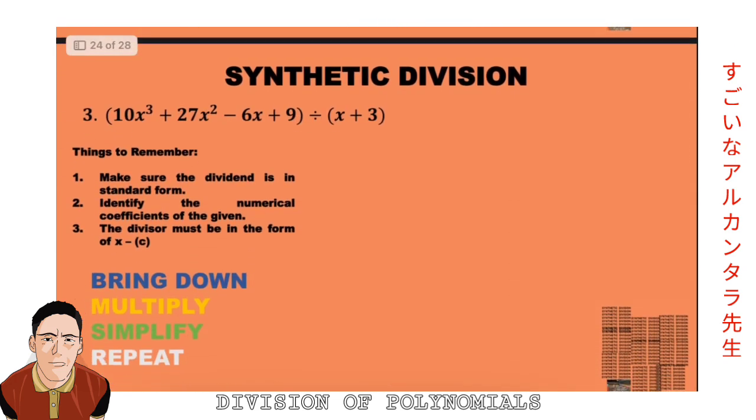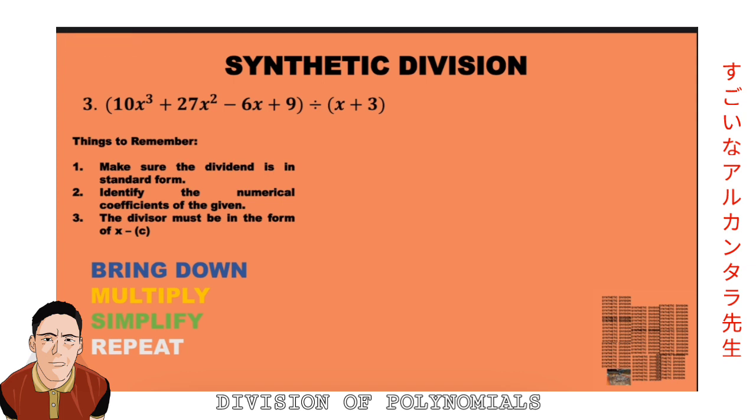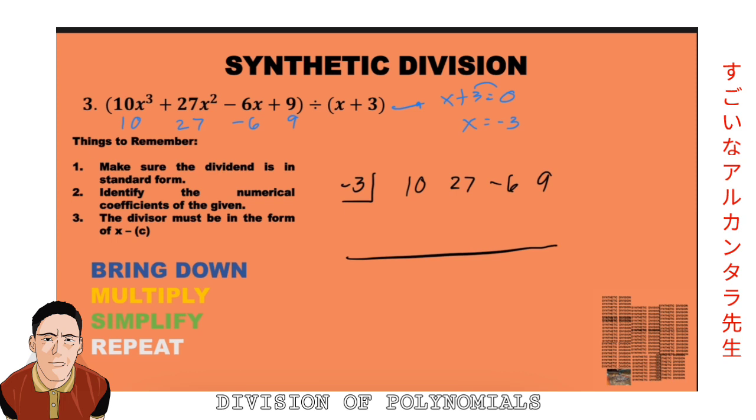Let's have some more. Now this one's a bit long. Again, you have x plus 3 is equal to 0, transpose 3, you get x equal to negative 3. Here you have 10, 27, negative 6, positive 9. Then we do this thing again. We have negative 3, we have 10, 27, negative 6, positive 9. Draw a bar, bring this thing down, you'll get a 10.